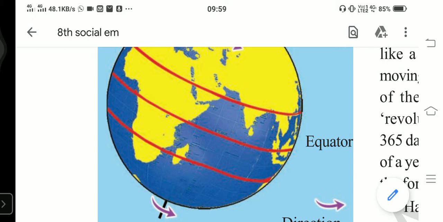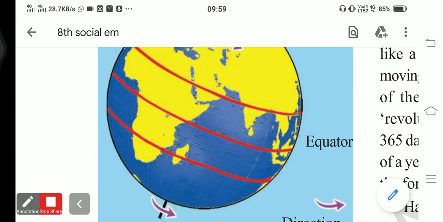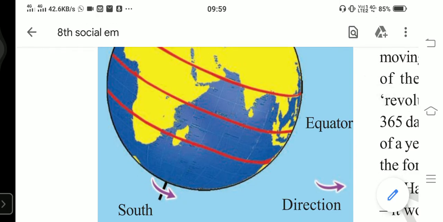It moves from west to east, dear students. In which direction does it move? West to east. This is west, and here is east. So it rotates from west to east in this direction. So when it moves from west to east, our globe is facing you, it rotates from your left to the right. Understand what I am saying?